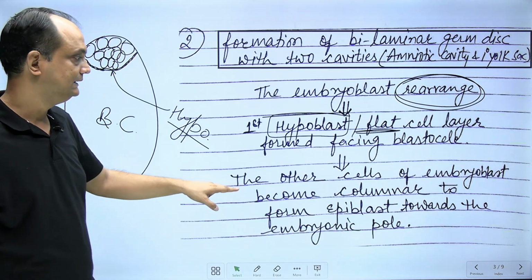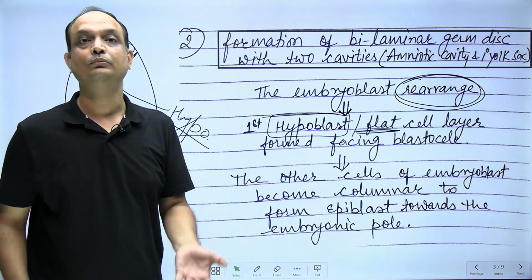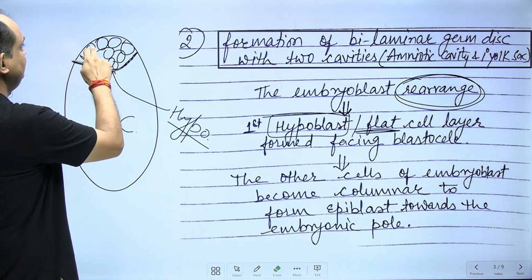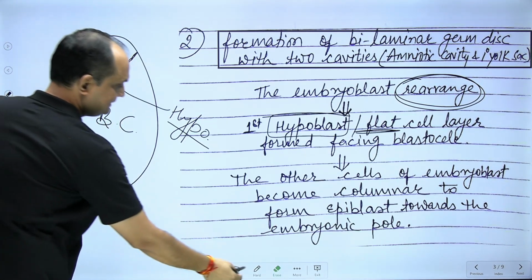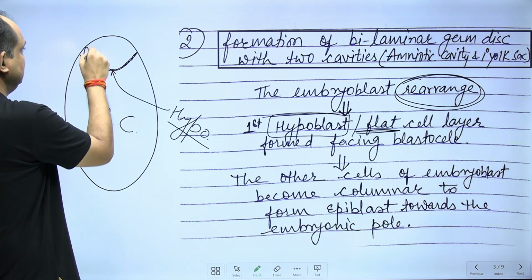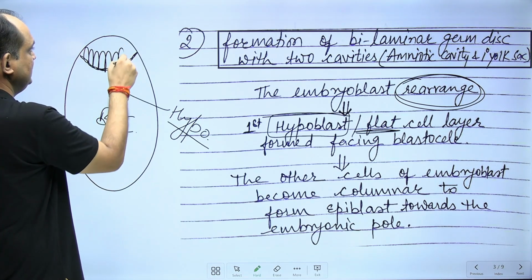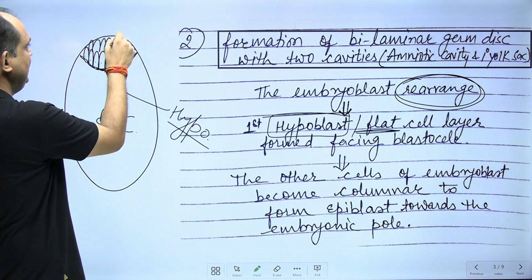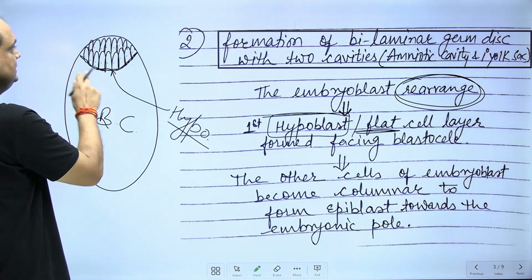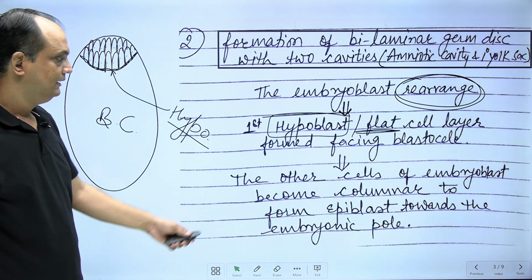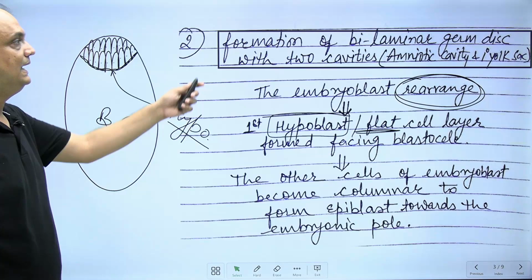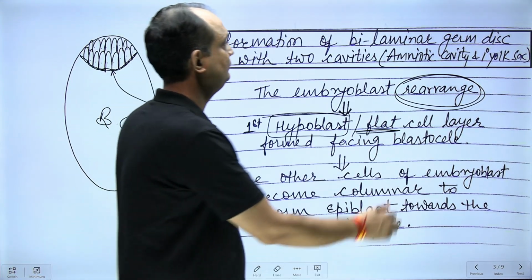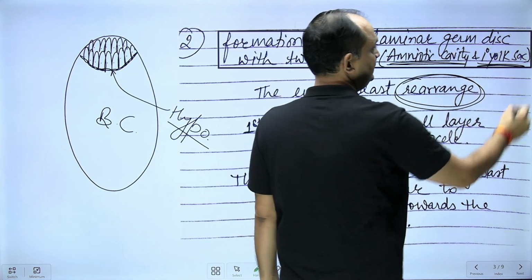Now what will happen is that the other cells of the embryoblast become columnar. So these remaining cells which are here will rearrange themselves and become long in size, and these long columnar cells are known as epiblast. Clear? So this is the epiblast layer, and the lower one is known as hypoblast layer. Clear? So now this is the formation of bilaminar germ disc. Now simultaneously there is a formation of amniotic cavity and primary yolk sac.